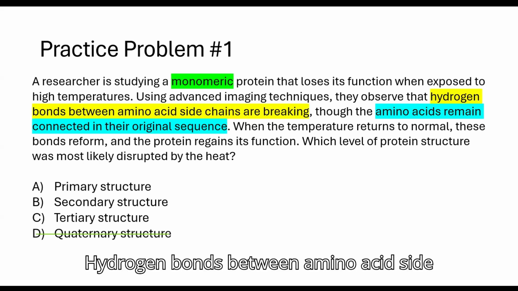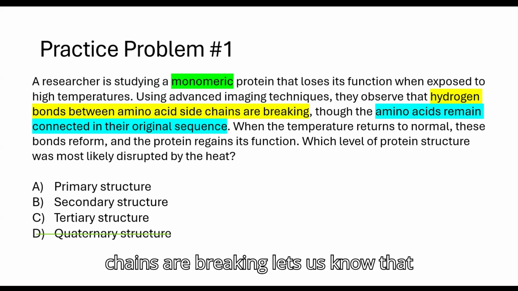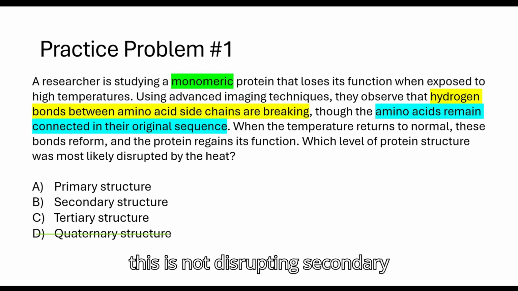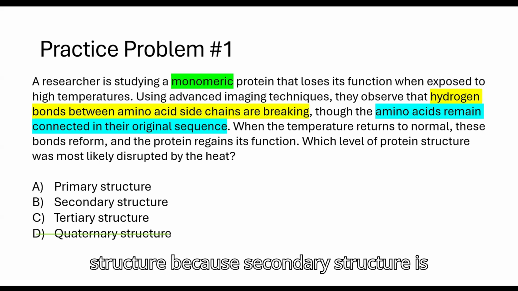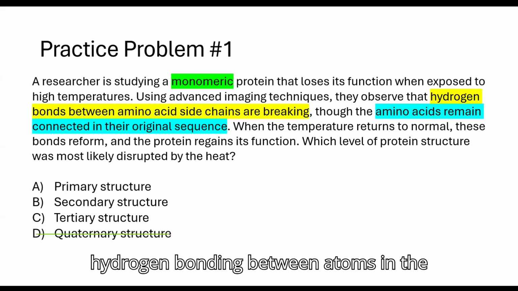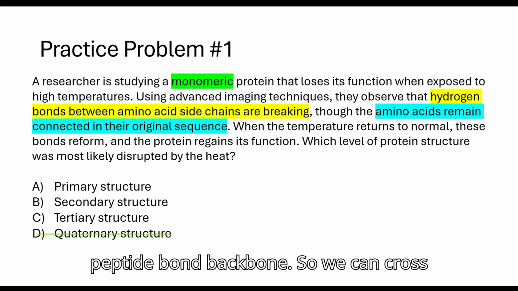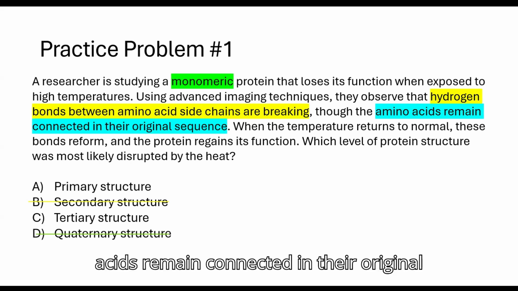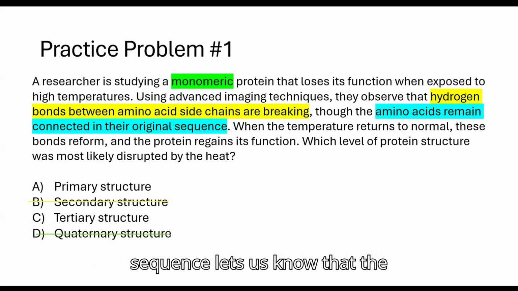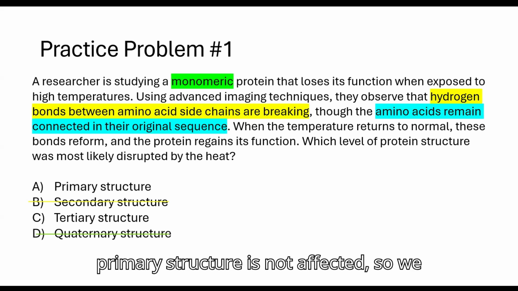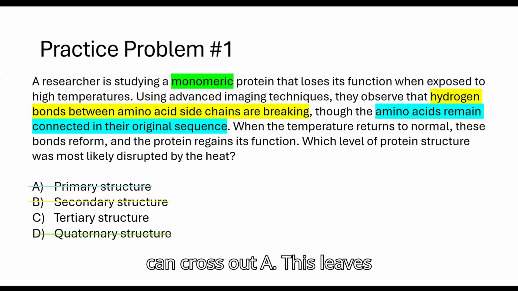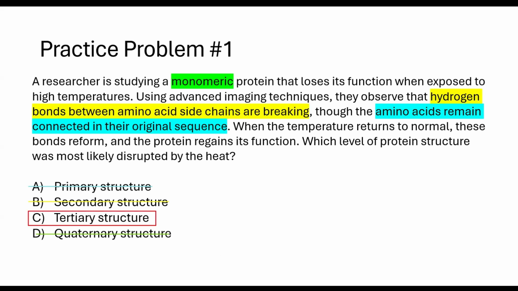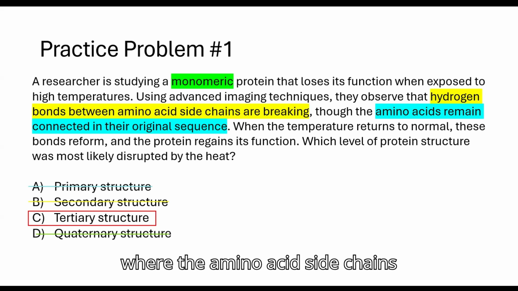Hydrogen bonds between amino acid side chains are breaking. Lets us know that this is not disrupting secondary structure because secondary structure is hydrogen bonding between atoms in the peptide bond backbone. So we can cross out B. Amino acids remain connected in their original sequence, lets us know that the primary structure is not affected. So we can cross out A. This leaves us with C, tertiary structure, where the amino acid side chains interact.